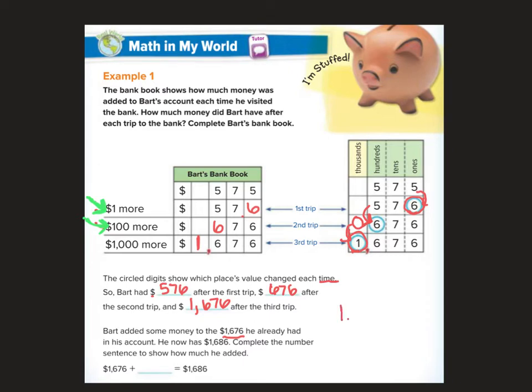He's going from 1,676. He now has 1,686. I'm going to make that a new color. Look, the only one that changed is we went from 7 tens, right? This is the tens place. 7 tens to 8 tens. So how much money did he add to his account? Well, 7 tens to 8 tens, we're getting one more 10, and 1 ten is worth $10. He added $10 to his account.